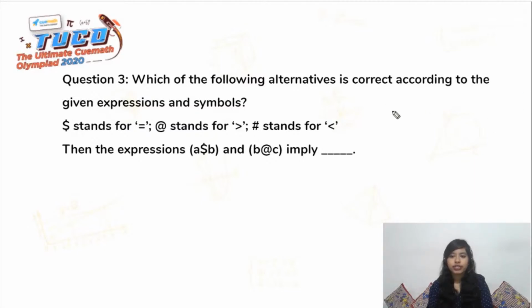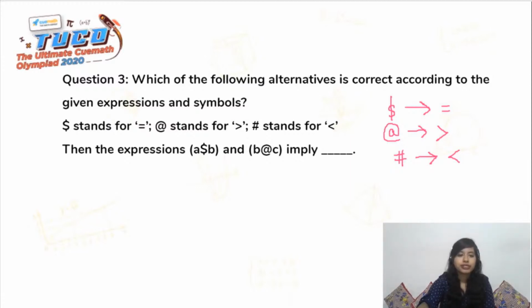So the dollar stands for an equal to symbol. At the rate stands for greater than, and hash stands for lesser than. According to this, we have to figure out what does $A B and B@C imply. Let me also give you the options. So here goes our options.